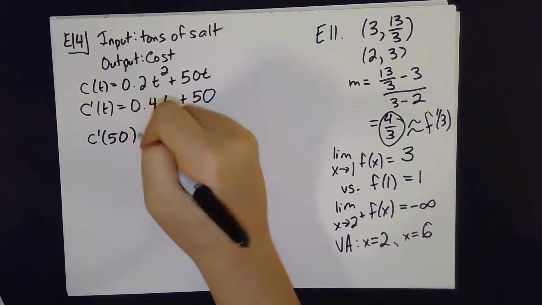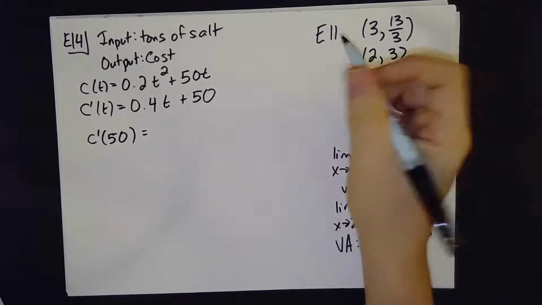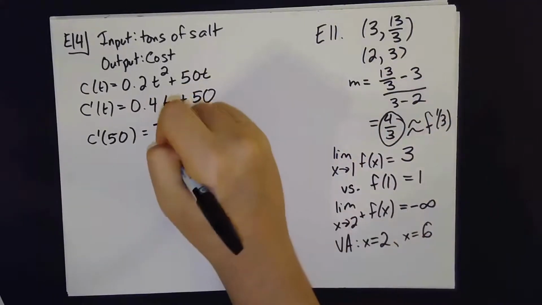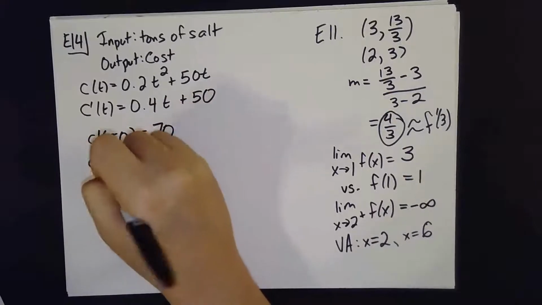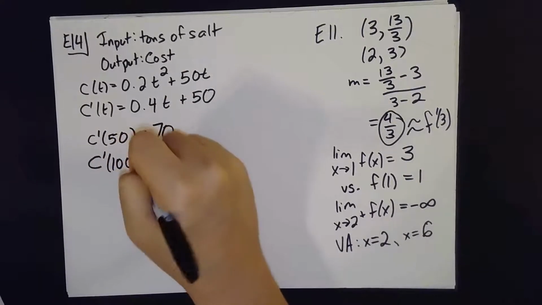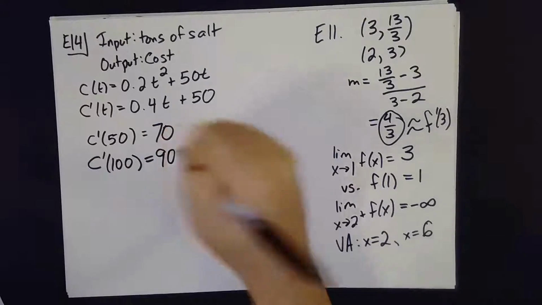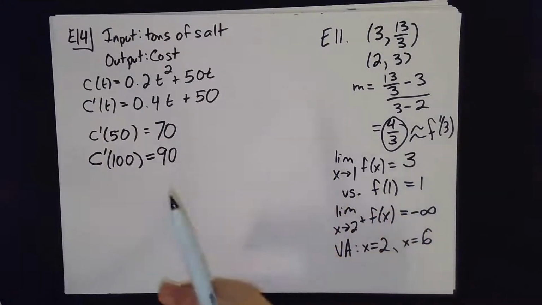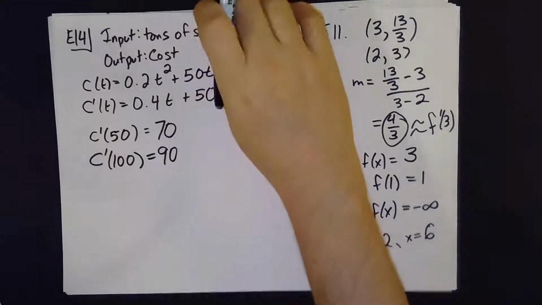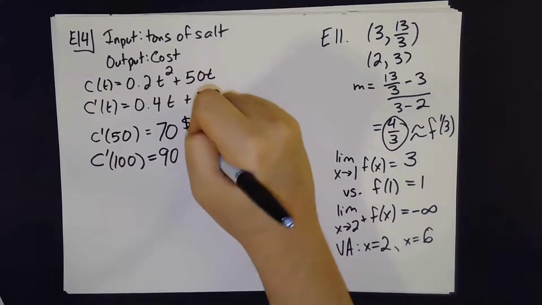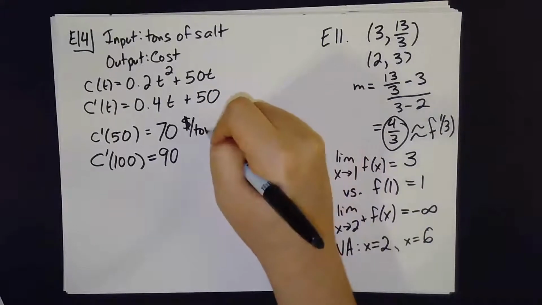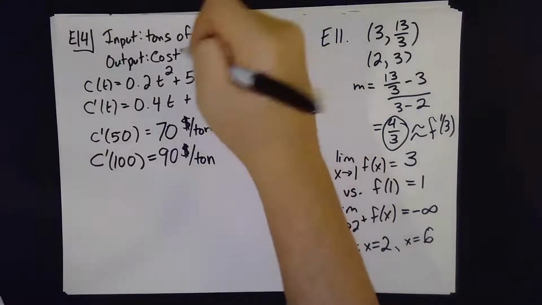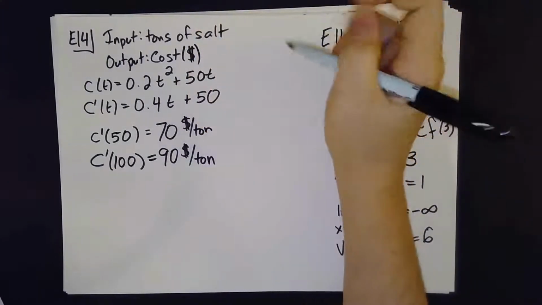And so C prime of 50 is going to work out to be, well, what's 40% of 50? That would be 20, so this will be 70. And C prime of 100, that'll be 90. Okay. And I'd always write the units on these. So this is dollars per ton. Again, I know that because it's the units of the output over the units of the input.